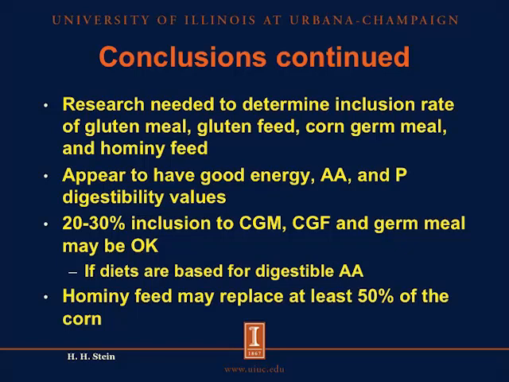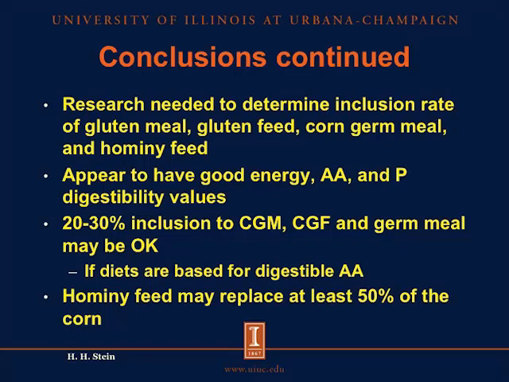We do need more research to determine the inclusion rate that may be used for corn gluten meal, corn gluten feed, and corn germ meal and hominy feed if we include that in diets fed to pigs. We don't know exactly how much we can include in these diets, but it appears that all of these products have good energy values, have relatively good amino acid digestibility, and have excellent phosphorus digestibility.